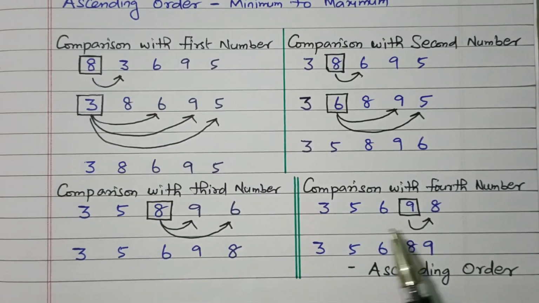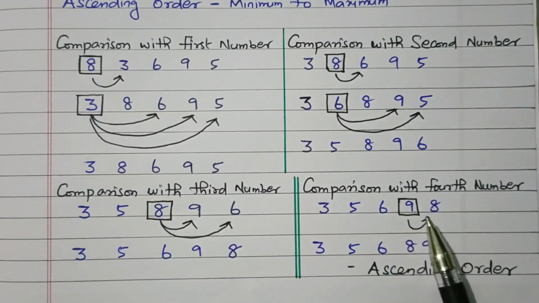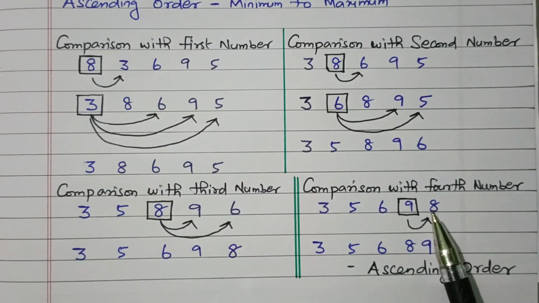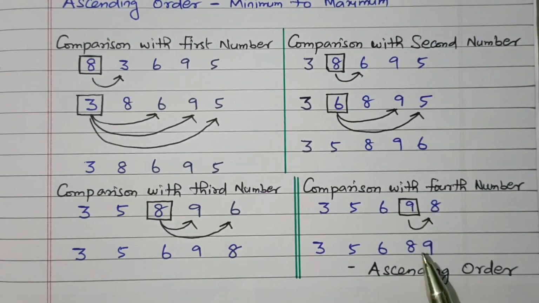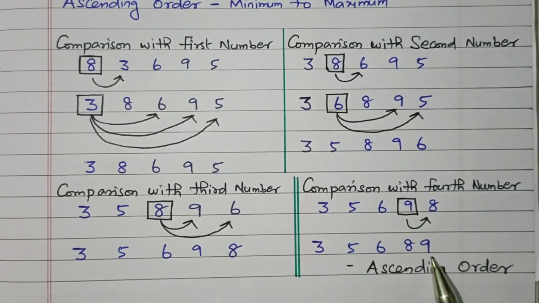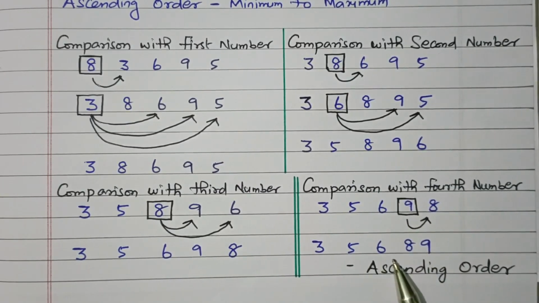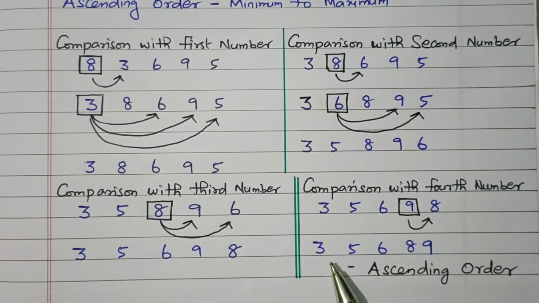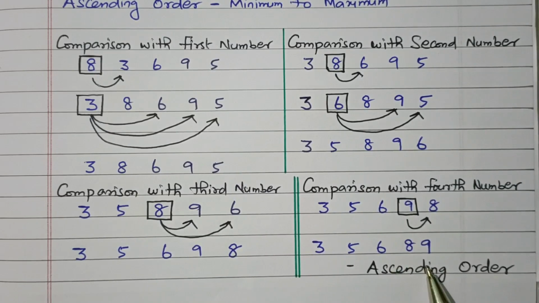Now we need to compare the fourth number with the fifth number. Right? See, the fifth number is lesser. We need to interchange. So 8 is placed in fourth position, 9 is placed in fifth position. Right? See, after comparing all of these, first number, second number, third number, see this order: 3, 5, 6, 8, 9. Right? Now the numbers are arranged in order.